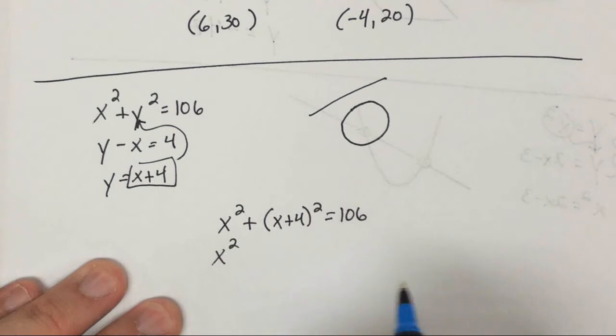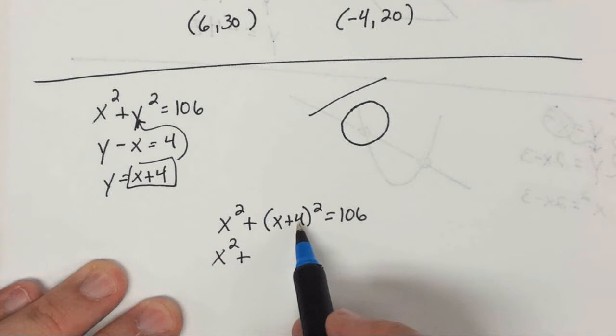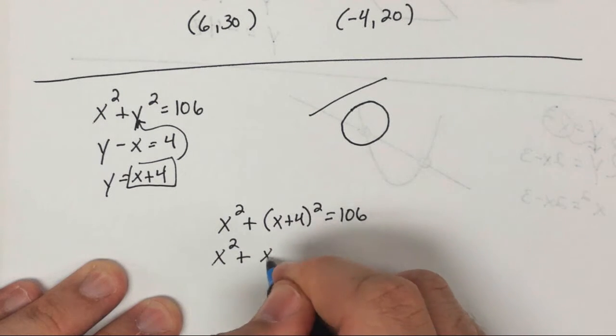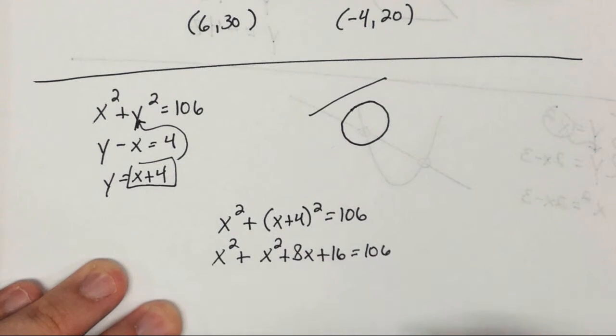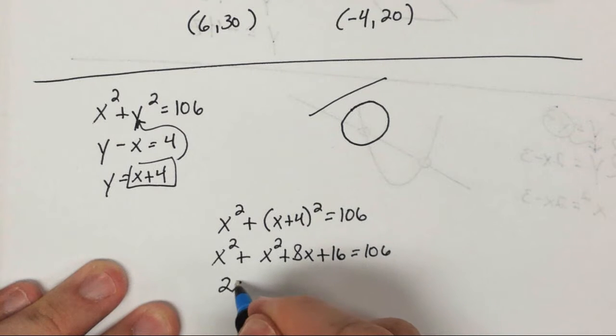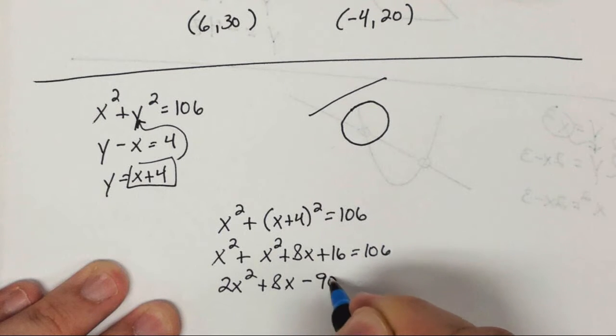Make sure that you don't commit the cardinal sin of just squaring each one. Make sure you FOIL this out. We get x squared plus 8x plus 16 equals 106. Get your x squareds together, gives you 2x squared plus 8x. Go ahead and move that 106 over and it gives you negative 90 equals 0.